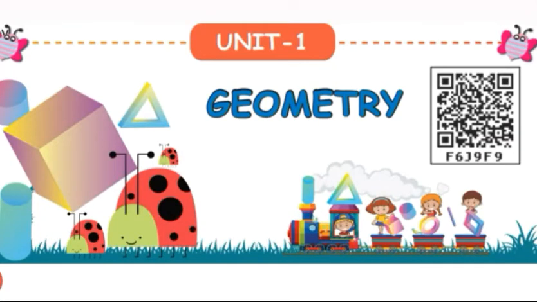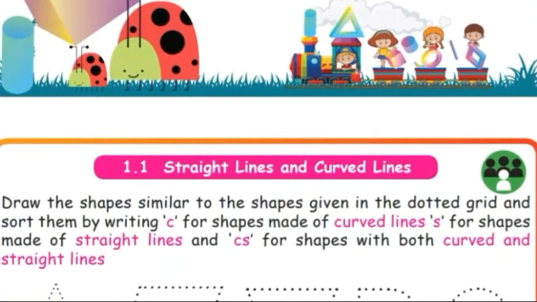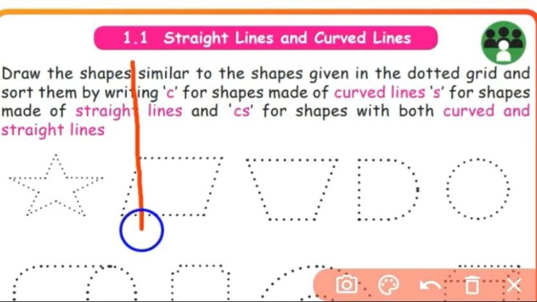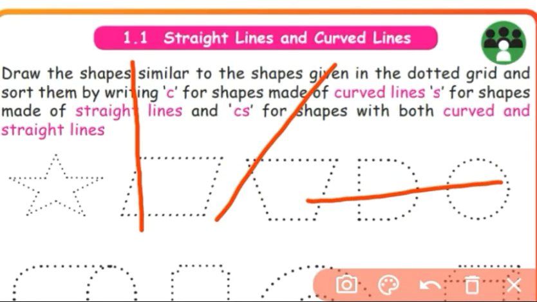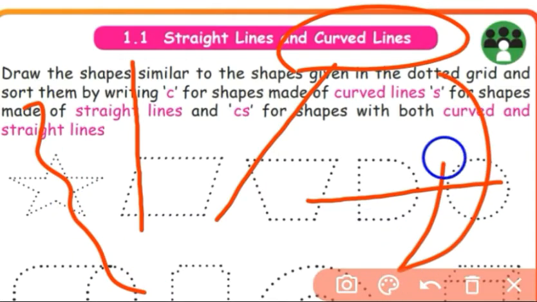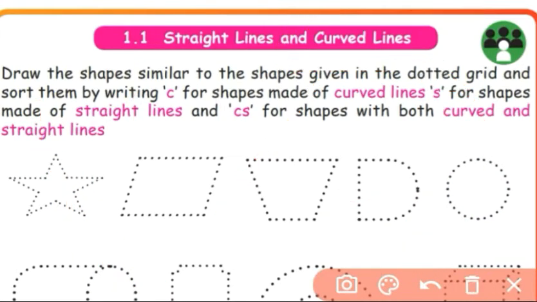Dear students, today we are going to see 3rd standard maths term 3 unit 1 geometry. In this lesson we are going to learn about straight lines and curved lines. There are 3 types of straight line: standing line, slanting line and sleeping line. Curved line, this is the line called curved line. See, this is the line called curved line.